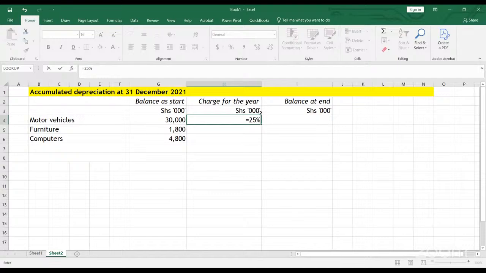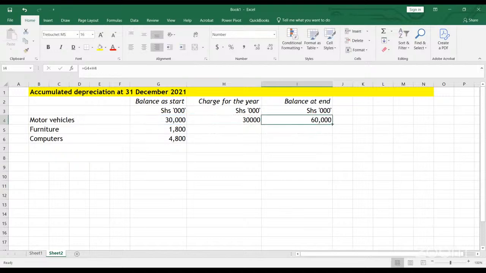Straight line means that you compute the depreciation using the cost of the asset. What is the cost of the motor vehicles? 120,000. That gives you 30,000. So meaning that this will be this plus the charge at the end.